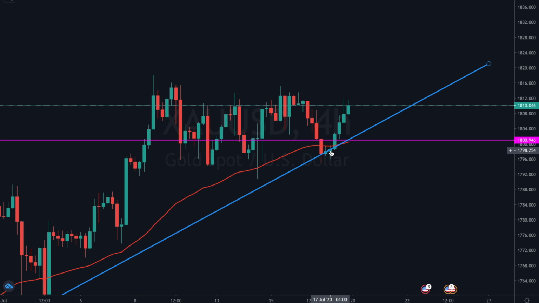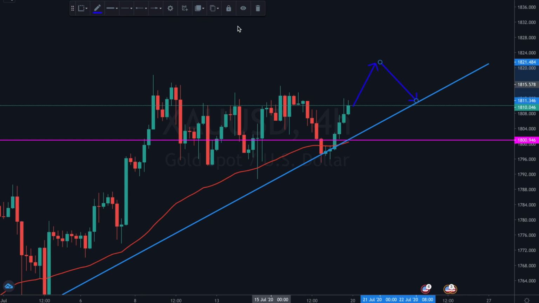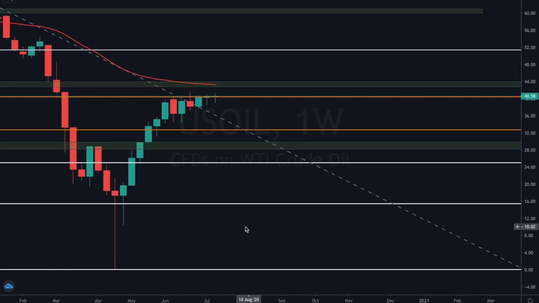But for now, what about gold? On the 4-hour time frame, we expect the following scenario: a higher high, and then a pullback to the trend line, and then a continuation of that heavy uptrend right here. So let's move on. So here's US oil, and again, nothing literally changed from our previous analysis.